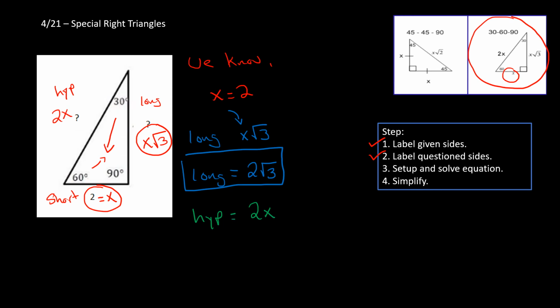Do I know what x is? Yeah, we got what x is here. So we could set that up as 2, and in parentheses we put a 2. Well, 2 times 2 would be 4, so our hypotenuse here is 4. So again, if you know the short side, which is 2 in this case, which is our x, you can simply plug that in for the long and for the hypotenuse. So that's a good thing to go through. So just to double check our steps, we set up and solved. And there's nothing to simplify, so we are good there.